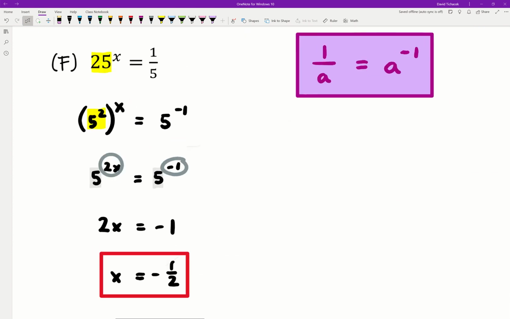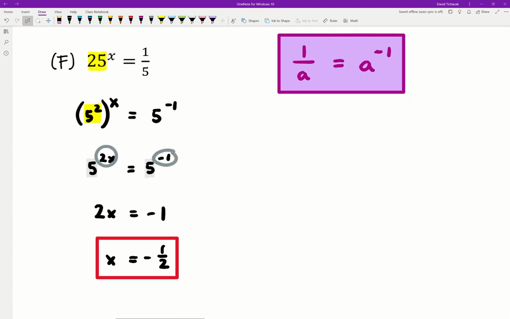Here in part F, we have a little bit of a unique situation where we're going to have to remember one of our previous exponent rules to help us out with this one a little bit, because you notice that I've got this number of 1/5 in the problem, right?